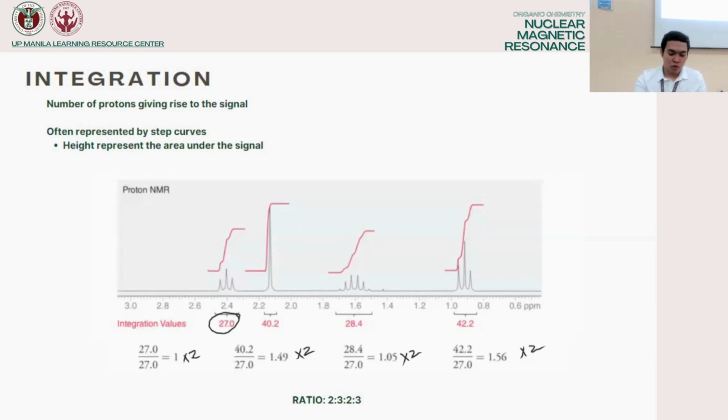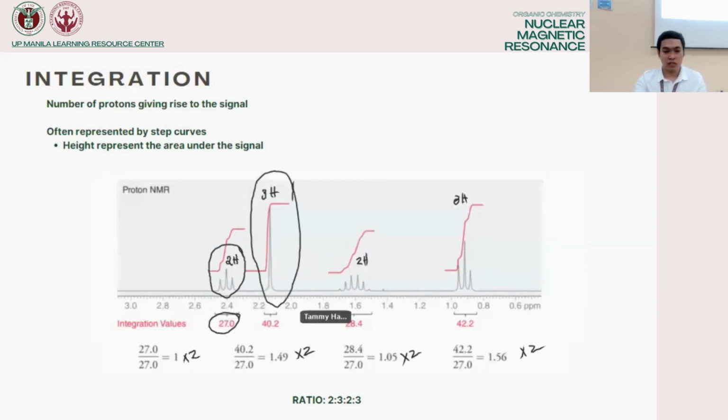So, itong 2:3 to 2:3, makikita nyo, sa taas nito ay may 2 hydrogens, 3 hydrogens, 2 hydrogens, 3 hydrogens. That's the integral value. So, ibig sabihin yan, there are 2 hydrogens pertaining to this signal, while this signal pertains to 3 hydrogens. Okay? Yun lang naman pag integration. So, madali siya, di ba? Okay?